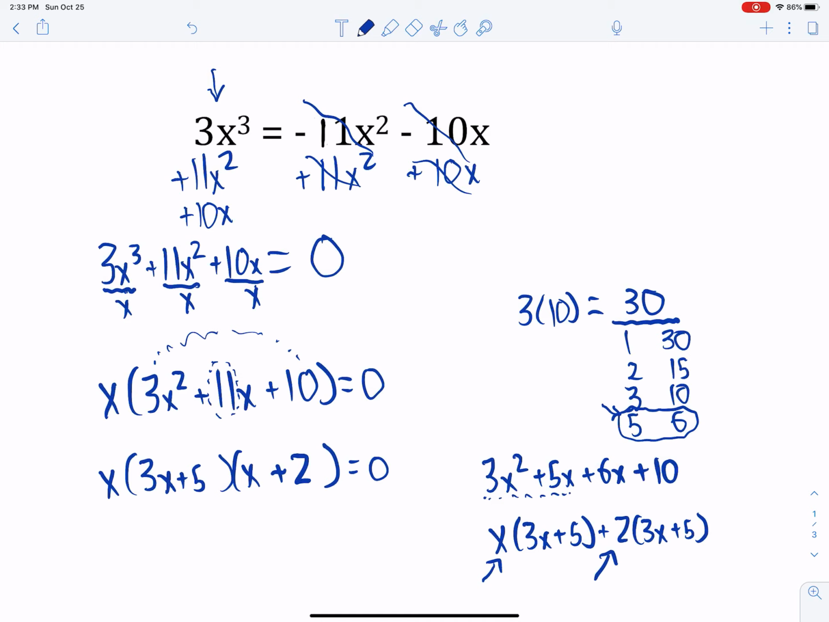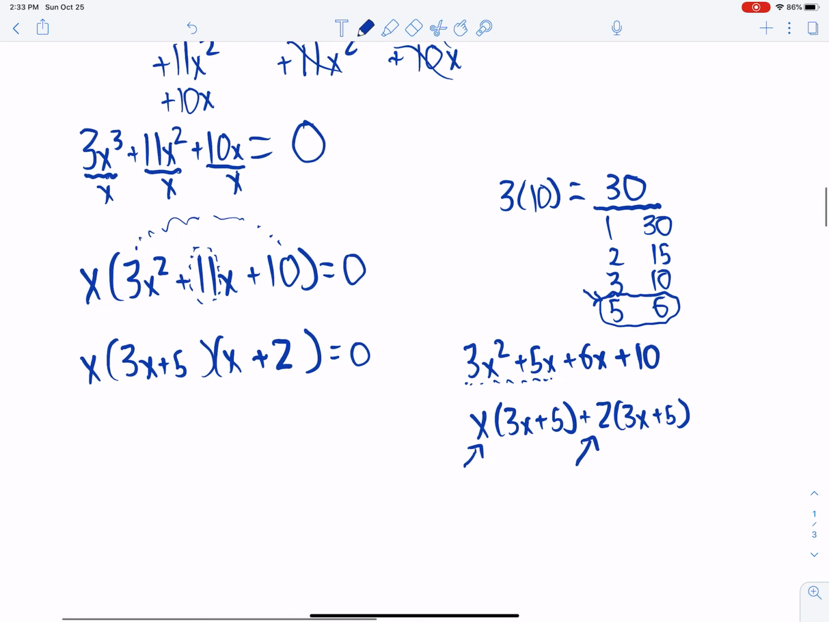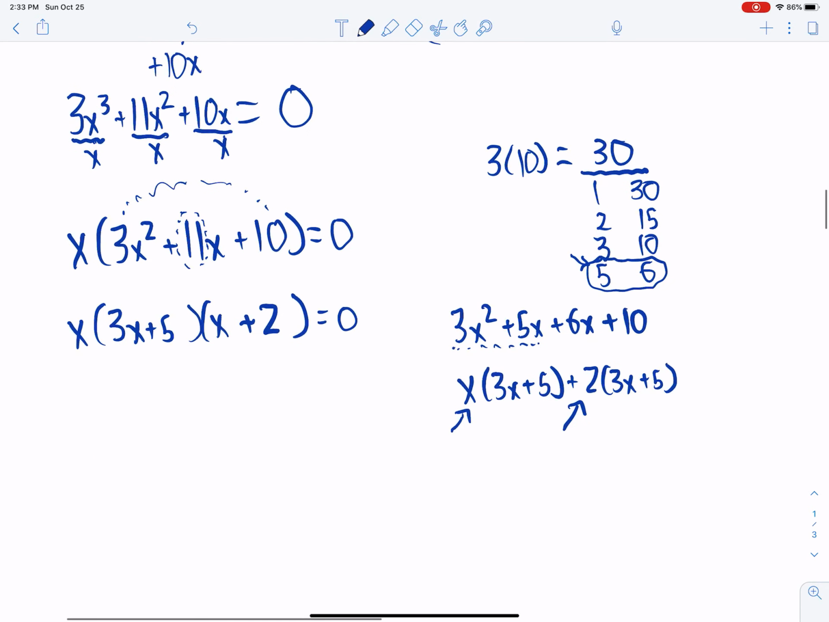So having factored everything, remember that greatest common factor of x is still there. We have x times 3x plus 5 times x plus 2. Now that we're done factoring, we take every factor, including the greatest common factor, and set them equal to 0.